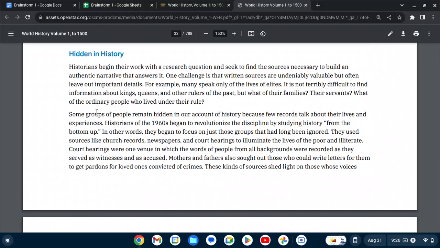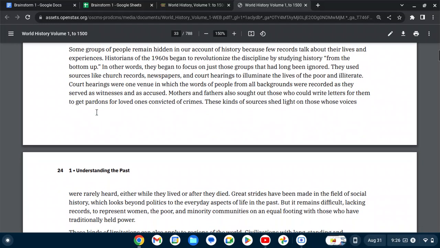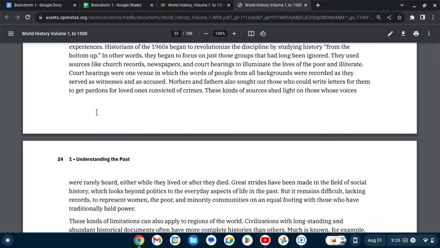Some groups of people remain hidden in our accounts of history because few records talk about their lives and experiences. Historians of the 1960s began to revolutionize the discipline by studying history from the bottom up. In other words, they began to focus on just those groups that had long been ignored. They used sources like church records, newspapers, and court hearings to illuminate the lives of the poor and the illiterate. Court hearings were one venue in which the words of people from all backgrounds were recorded, as they served as witnesses and as accused. Mothers and fathers also sought out those who could write letters for them to get pardons for loved ones convicted of crimes.